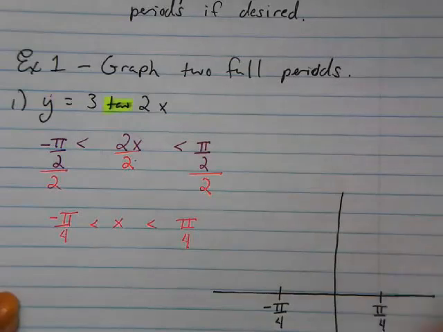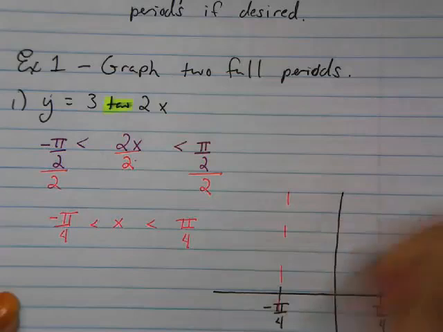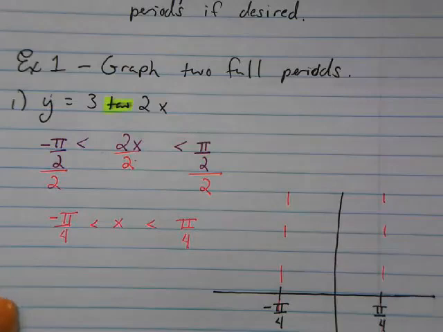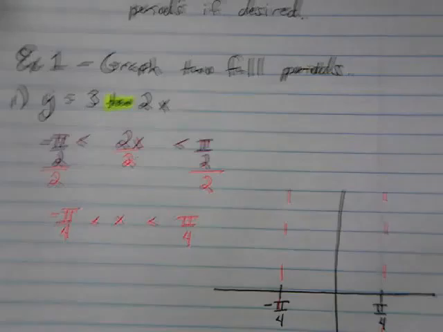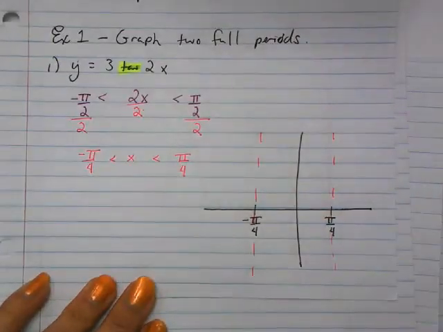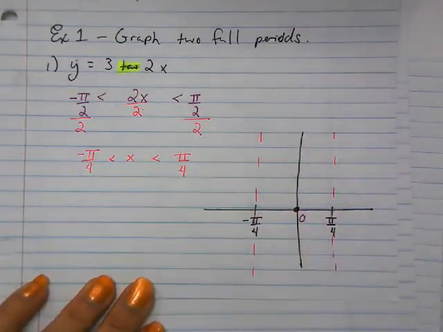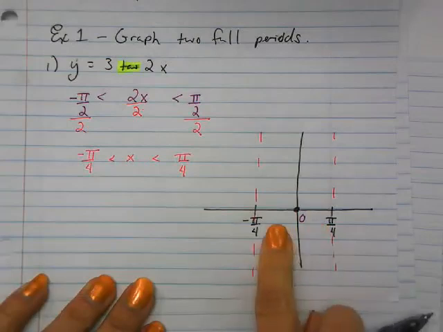Alright, step 2 says identify the x-intercept halfway between these two verticals. So, what is halfway between negative pi over 4 and pi over 4? Do you agree that is 0? Now I want you to subdivide each of these. Again, if you need to, you can use your calculator. You're saying what's half of a fourth? If you take a fourth and cut it in half, you would get an eighth.